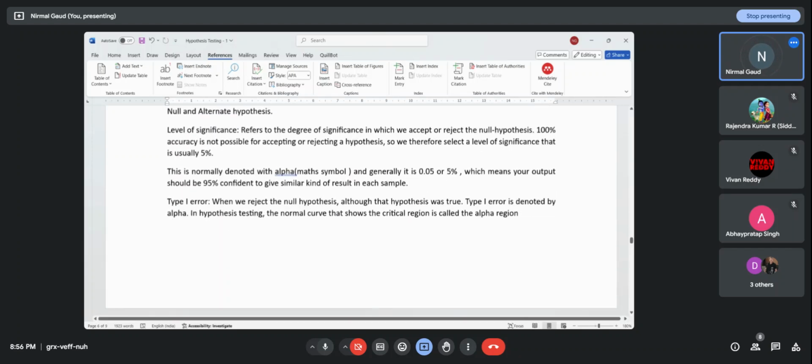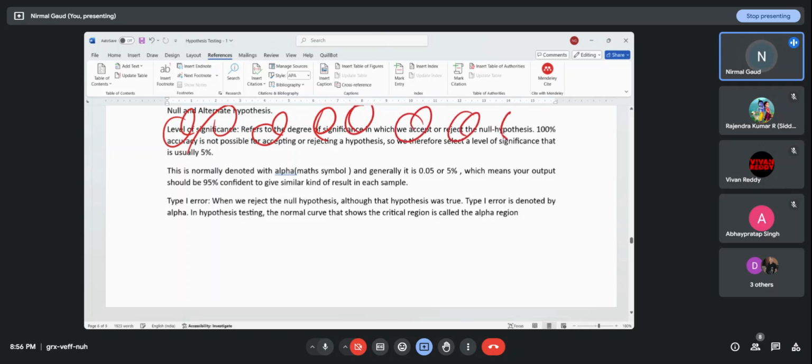Okay, fine. And then we are having level of significance. That refers to the degree of significance with which we accept or reject the null hypothesis. 100% accuracy is not possible. We never say that whatever sample we collected, whatever conclusion we can draw over the sample, is 100% accurate. No.